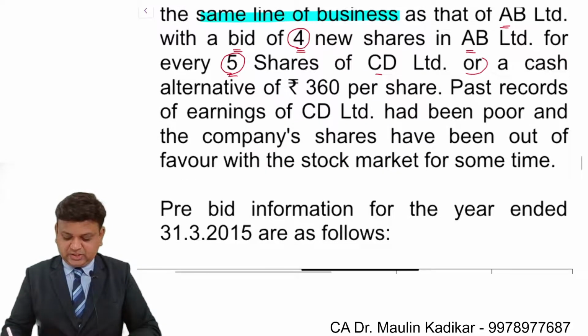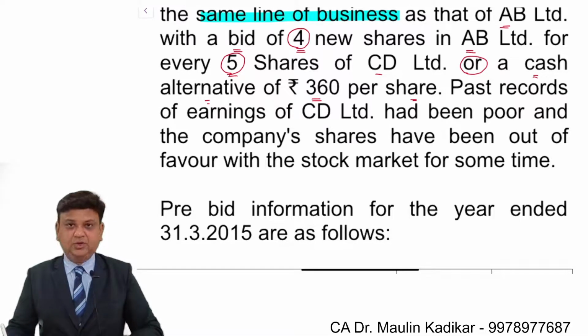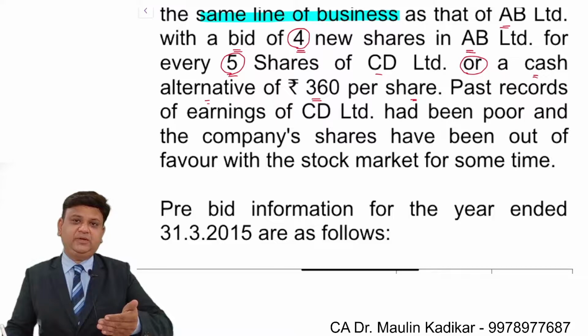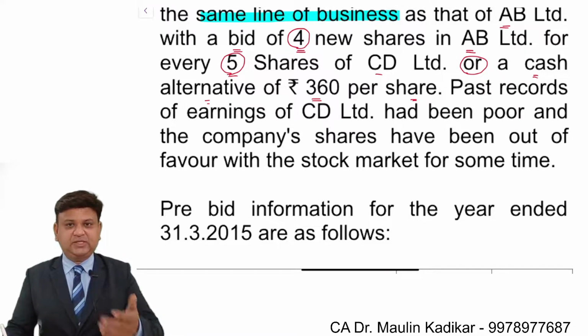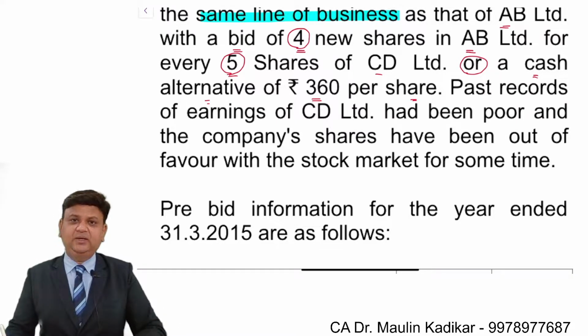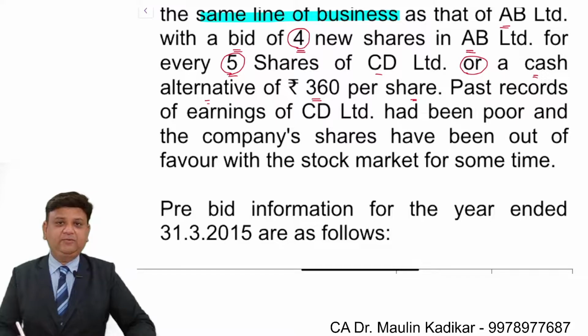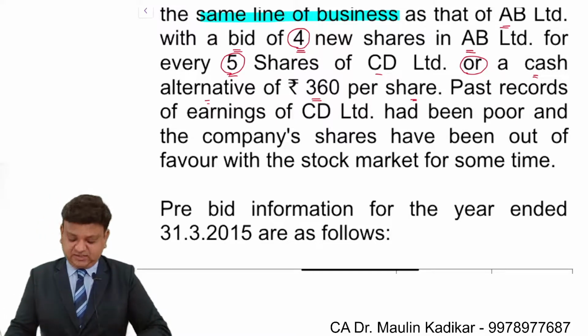or there is an alternative, a cash alternative of rupees 360 per share. So there are two offers which have been given to the shareholders of CD Ltd: either we can give you the exchange ratio 0.80, or we can give you cash of rupees 360.